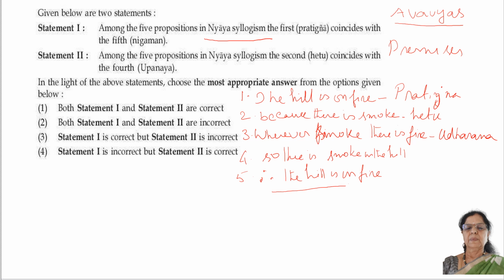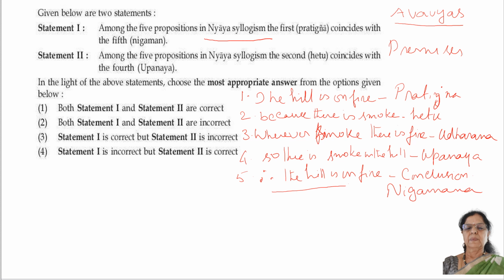Udharana. In Tamil we say udharanam, the example. And the fourth one is upanaya. And the fifth one is the conclusion, or you should know the Sanskrit term nigamana. So these are the five.